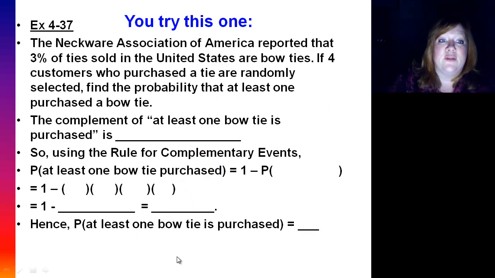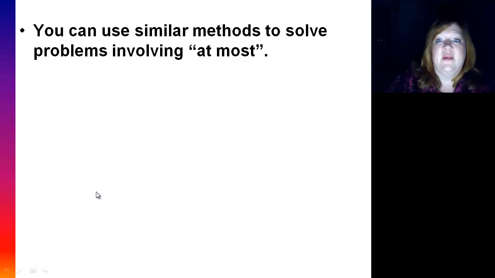I want you to try this one with the neckwear association and see if you understand the complementary events. It's kind of set up for you. They give you the 3% up here, so I think you can figure that one out. Now, you can use similar methods to solve problems involving at most, and we'll get to that later.